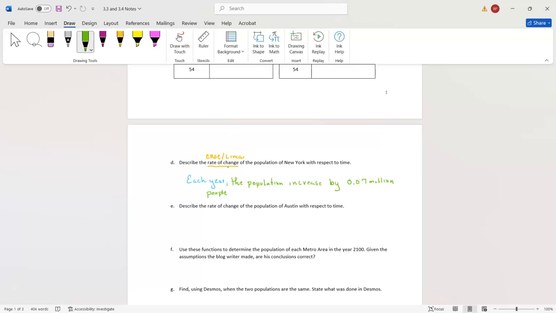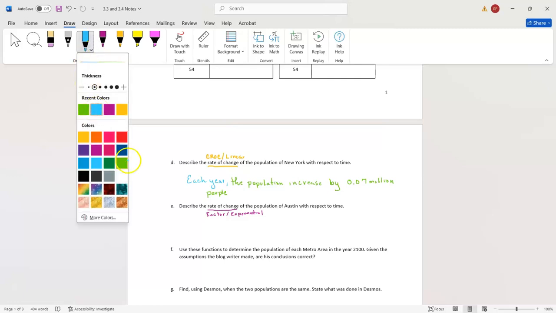Now, the same question is being asked of what the rate of change is for the population of Austin, but this time we know that this rate of change is a factor because we know that the situation is exponential. And we can write this using two ways. We can talk about it in terms of the factor, and we can also talk about it in terms of its percent growth.